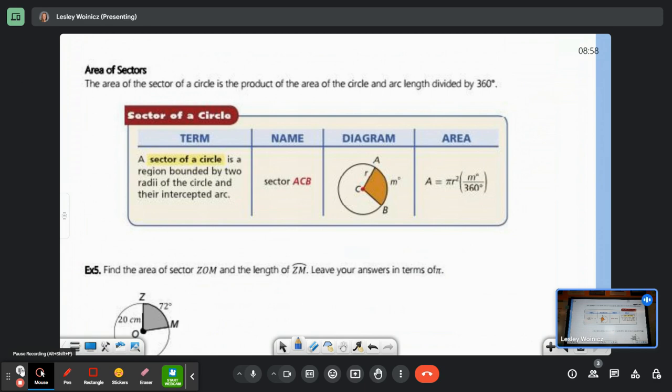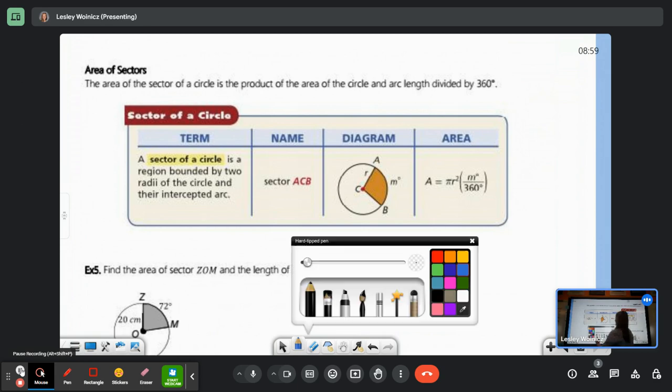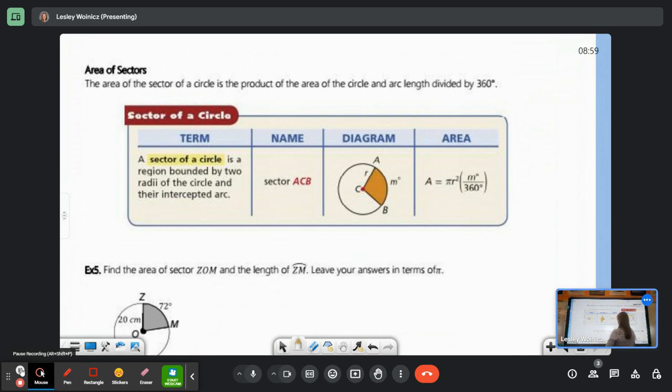So when we did our circles unit, we talked about the measure of a central arc. Like if I told you that this angle right here was 95 degrees, what is m? 95. So then m would be 95. We talked about the relationship between the intercepted arc and the central angle.